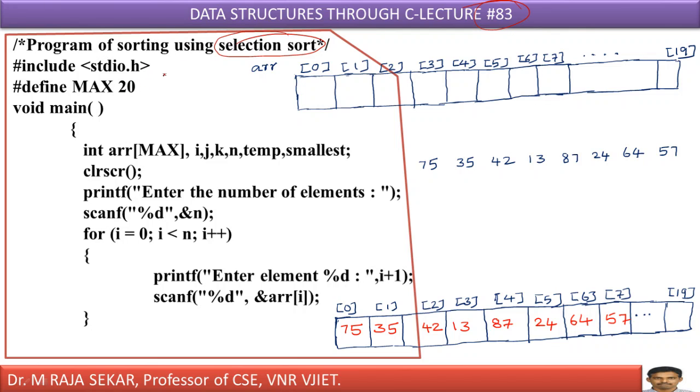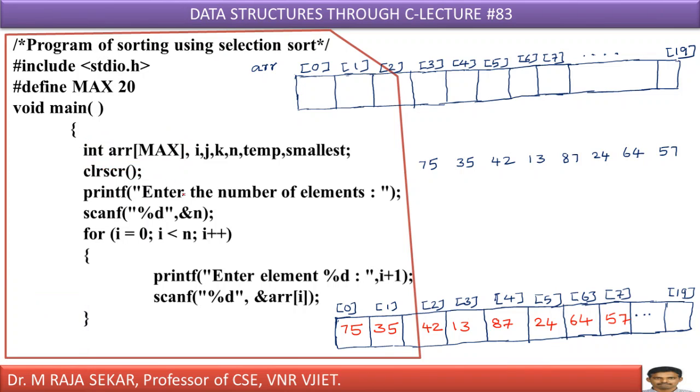#include <stdio.h>. This is a standard input-output header file. #define MAX 20. Wherever MAX appears, that will be replaced by 20. void main, which indicates the beginning of your C program. int arr[MAX] means internally an array will be created with this data type, array name, and size. As its size MAX is 20, the index ranges from 0 to 19.